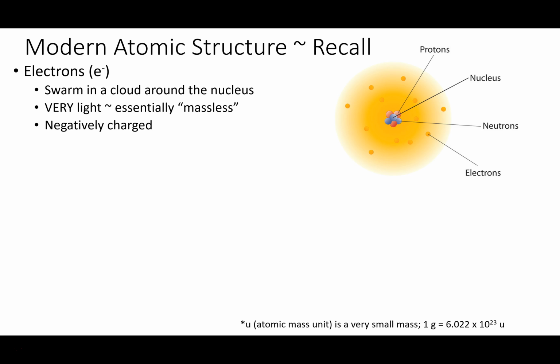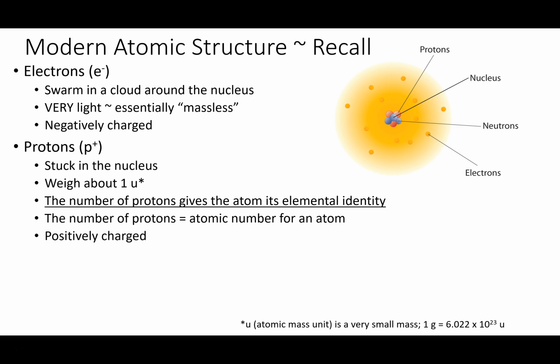Oh yeah, because I was talking about how electrons don't orbit the nucleus, but they're in a cloud outside the nucleus. Protons, positively charged, weigh about 1 AMU. Your textbook uses U. And sometimes I will actually use AMUs, so you'll have to kind of bear with me.